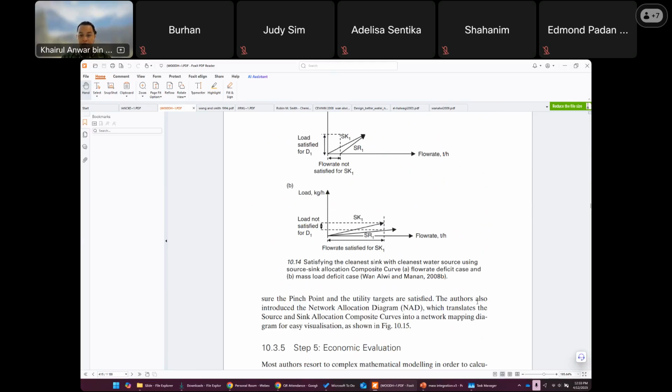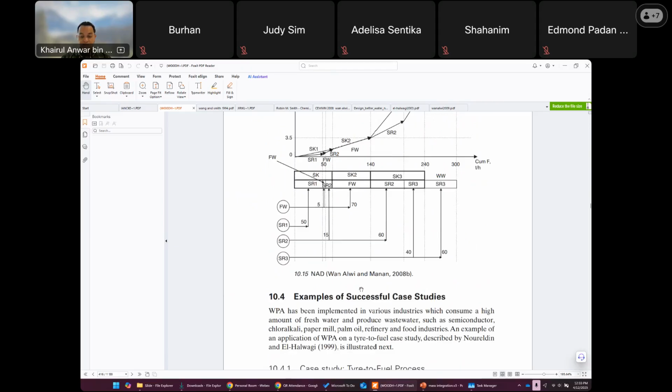So how to do it? The authors introduce a new method, the source allocation diagram, which states the source allocation correlated with a mapping diagram for easy visualization in figure 10.15. The 10.15 is kept based on the article in 2005, though in this book it's 2008.